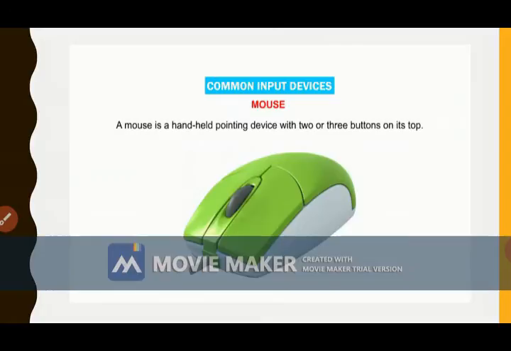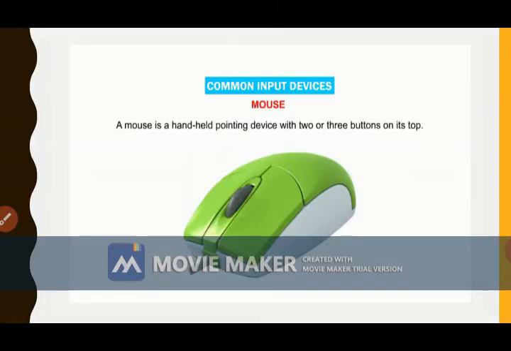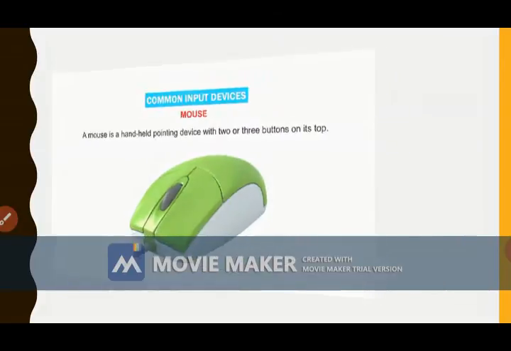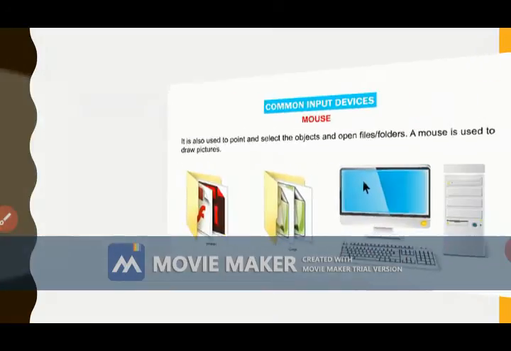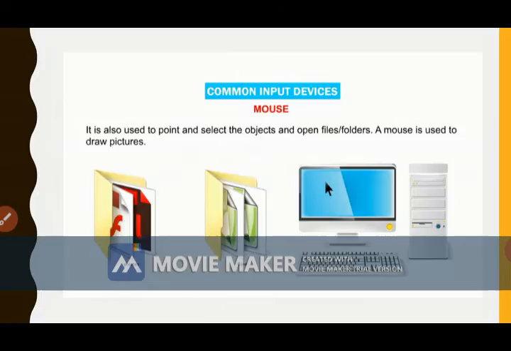Mouse. A mouse is a handheld pointing device with two or three buttons on its top. It is used to control the movement of a pointer. It is also used to point and select the object and open file folder. A mouse is used to draw pictures.